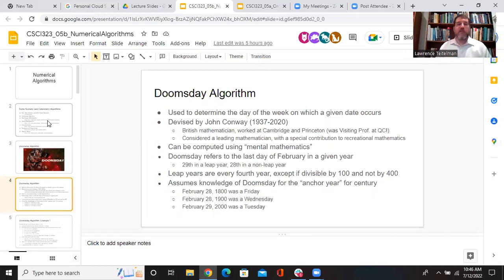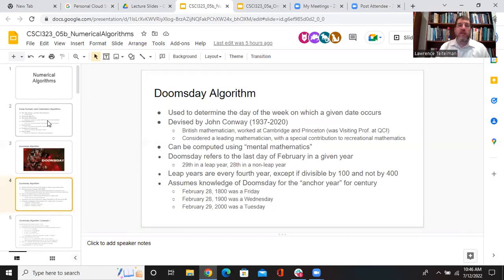Okay, she actually has a modification to the algorithm that makes it even a little easier. All right, so we're going to do some examples here, but before we do the examples, let me explain how it works. What you need to do is start by finding out what is the last day of February in a given year.